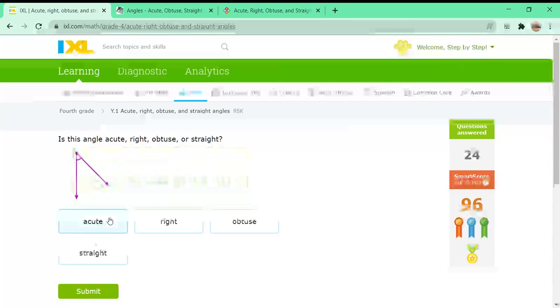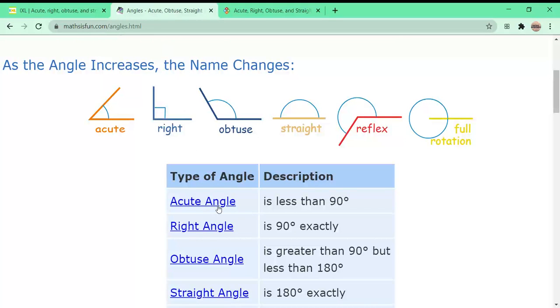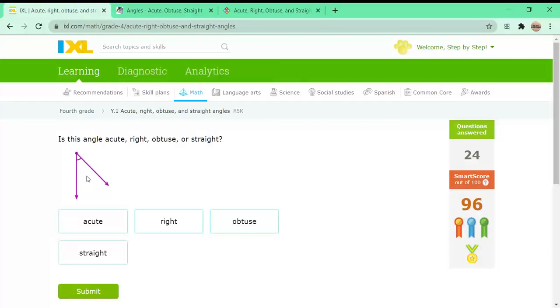Last question for this video. Is this angle acute, right, obtuse, or straight? As we know, this is definitely acute because as it said in the definition, an acute angle is less than 90. So it has to be smaller than this right angle. So this is definitely smaller than a right angle, so this is acute.